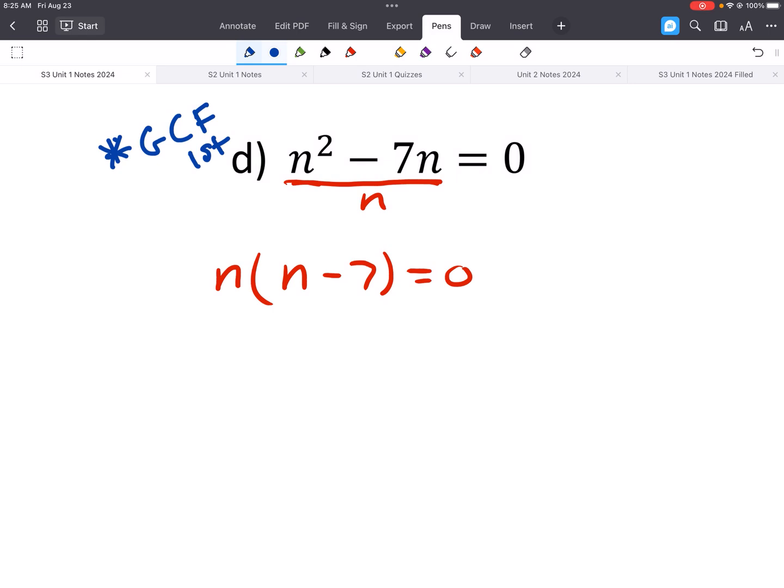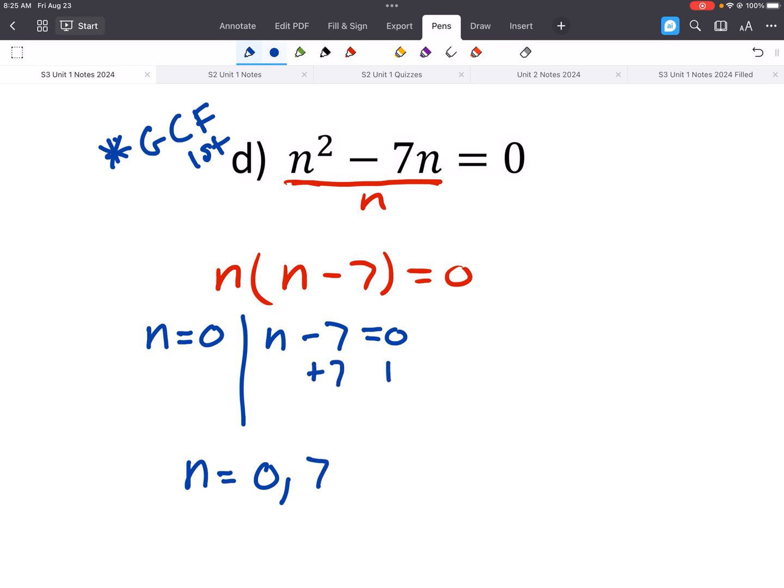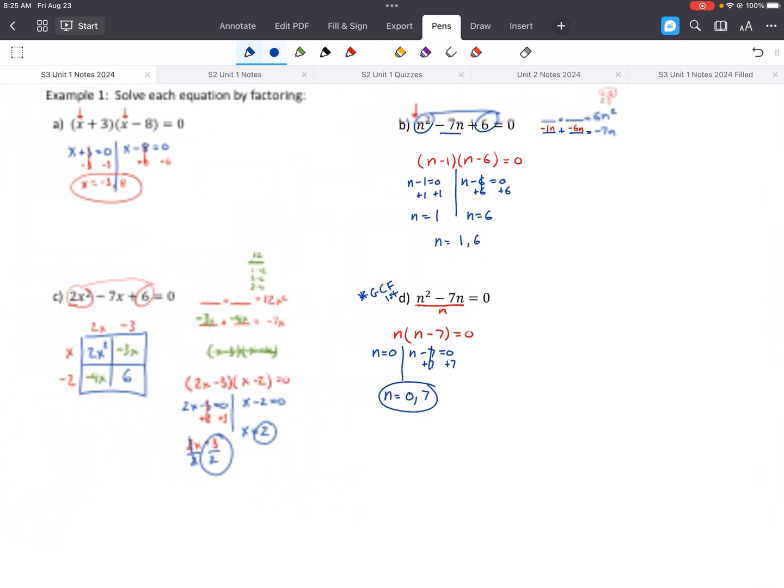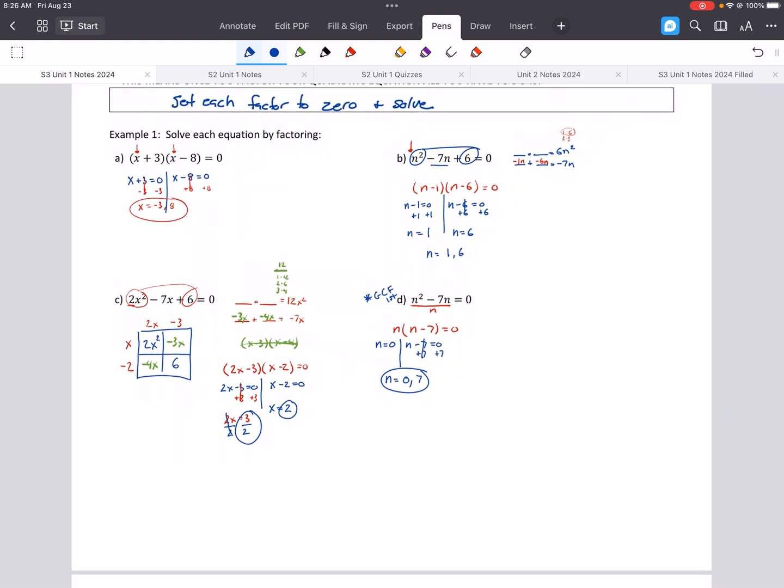Okay, so now we do the zero product property. So either n has to be equal to 0 or n minus 7 has to be equal to 0. So then our two solutions would be 0 or 7. Again, we could just add 7 to both sides to get n equals 7. All right, so that is factoring, or solving by factoring.